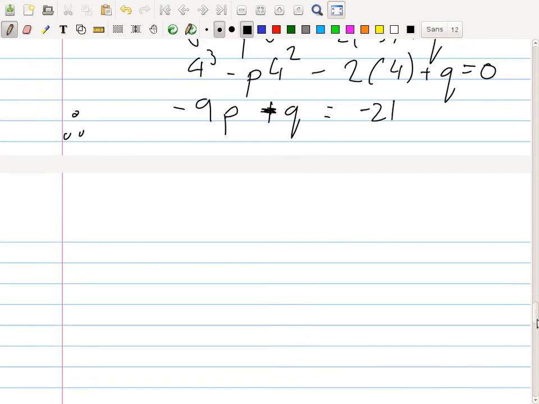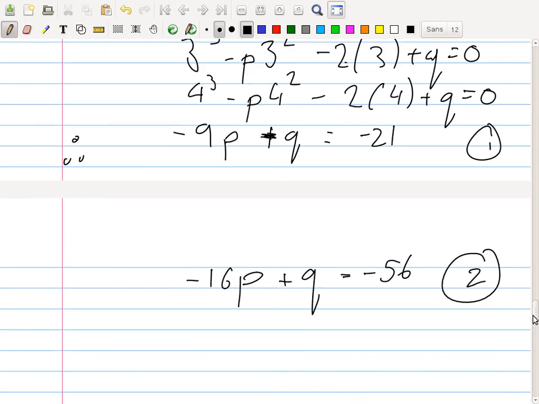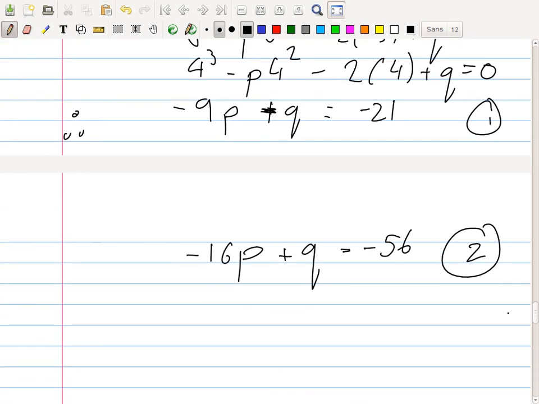So cleaning up the other equation, 64 minus 8 is 56. Bring it over to the other side, I get minus 56. That's going to be minus 16p plus q. And that's equation 2. Now, how do I solve these? What should I use to solve these? Yeah, subtract them. Equation 1 minus equation 2.